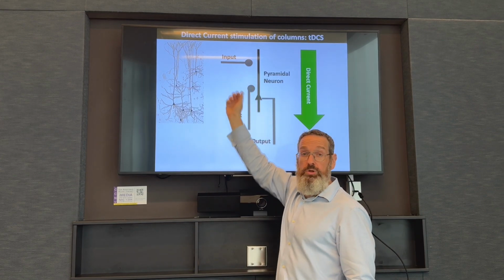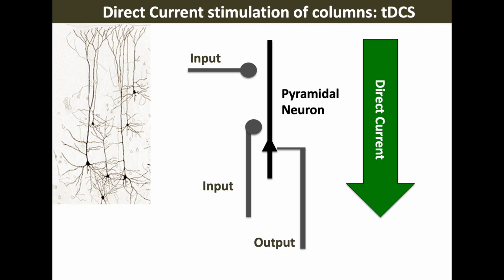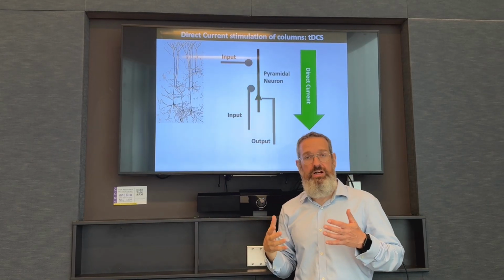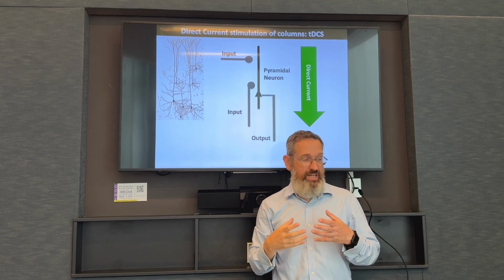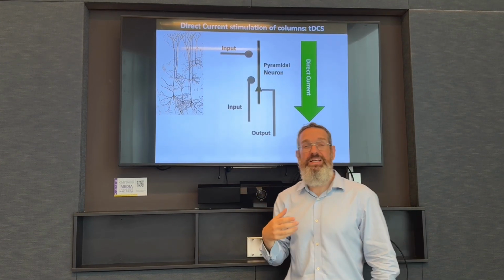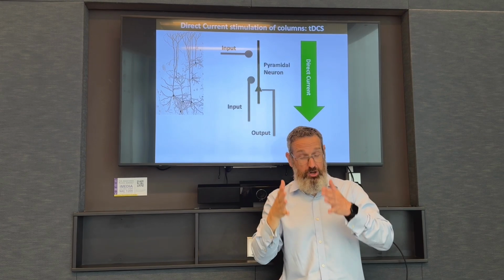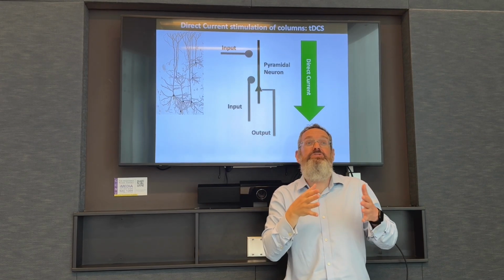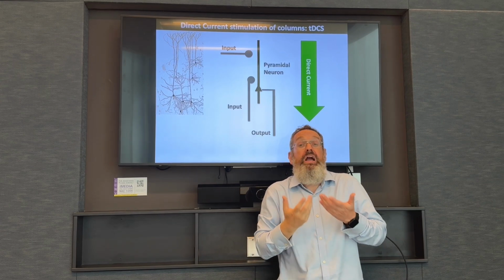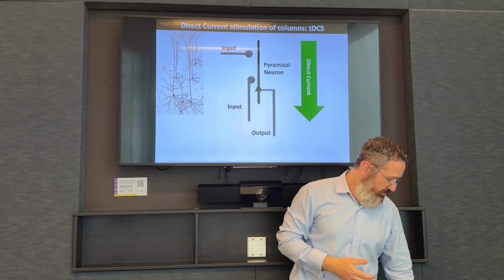Could be other parts of the cortex, could be deep brain regions. And they integrate that input, and based on that, they provide an output. So this is your sort of neuroscience 101, how the cortex is functioning. And so when we apply direct current stimulation, we need to think of it as direct current stimulation of these cortical columns, direct current stimulation of pyramidal neurons processing information.